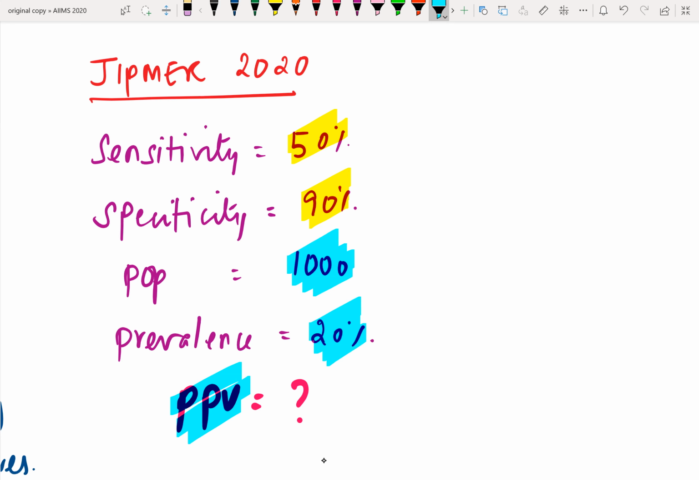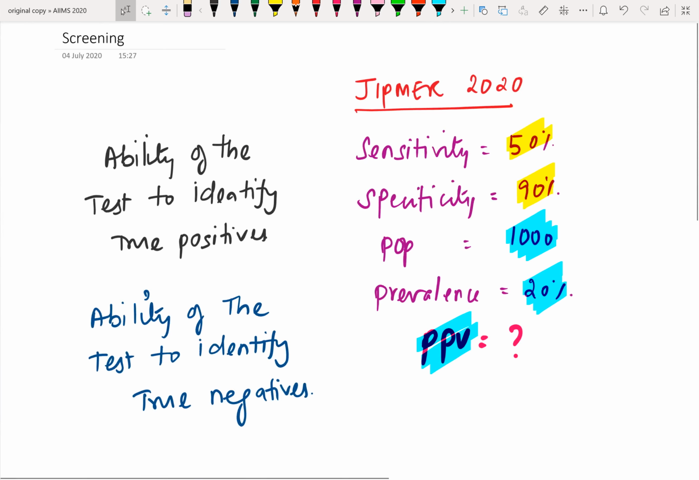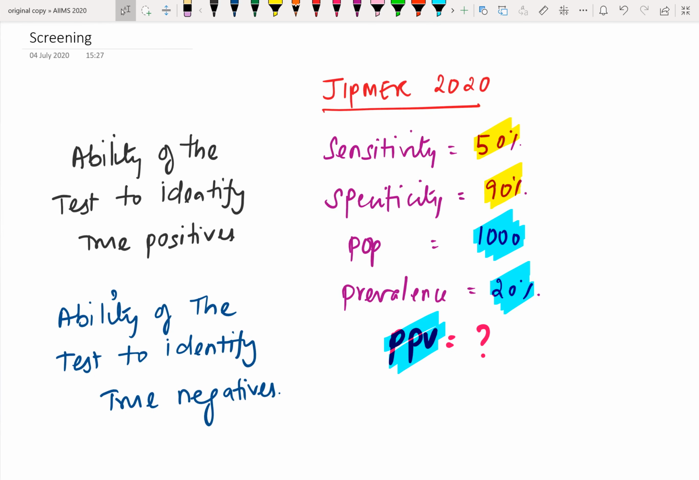Before going into that, first we will see some basics. What is sensitivity? Sensitivity is the ability of the test to identify true positives. That means whatever screening test is there, what is its ability to identify the diseased people. That is true positives.